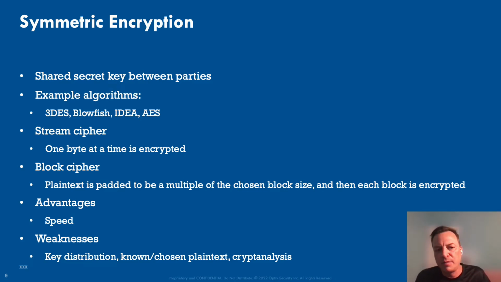The main advantage of a symmetric encryption cipher is that it's very fast, and speed is an advantage. The problem with it, though, is, as I said, the same key can encrypt and decrypt. So key distribution is a difficulty with this type of encryption method. Also, with known and chosen plain text, there are different cryptanalysis methods, and we'll dive into that in a little bit, that have some weaknesses depending on the mode and the way that symmetric encryption is implemented.